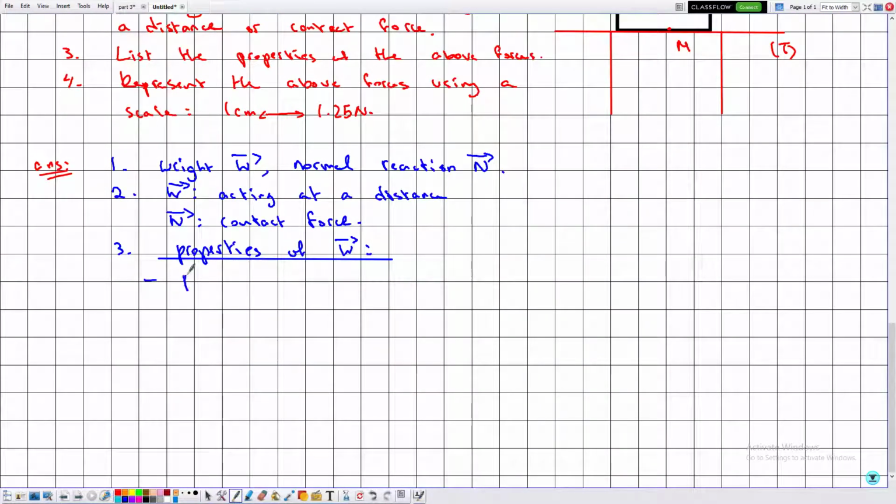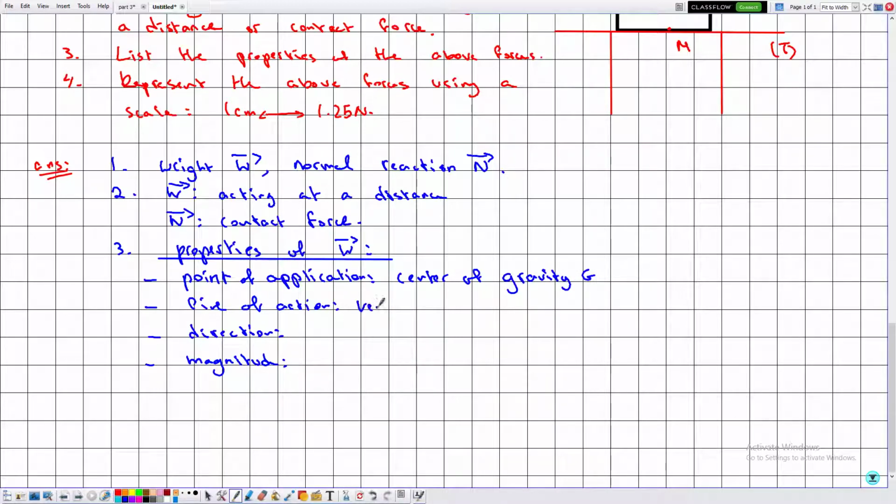Now the properties are given by the point of application, line of action, direction, and the magnitude. Now the 3 properties that will not change are given by the center of gravity G, the line of action is vertical, and the direction is downward.